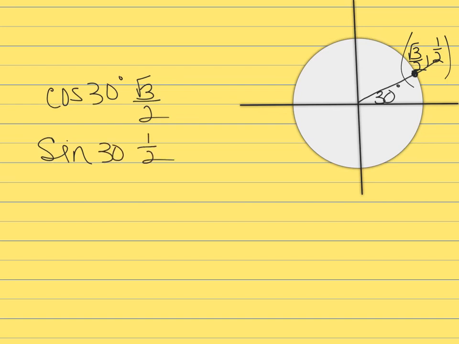And then there were other angles that had the same exact coordinates. There was this one here, that was 150. There's this one here, that was 210. And this one here, that was 330.